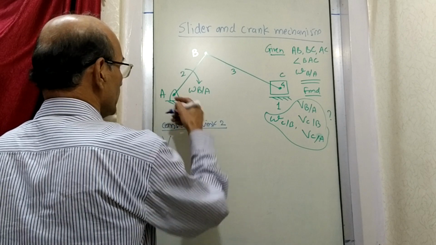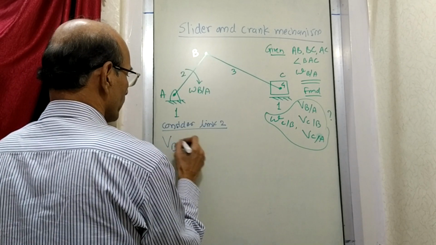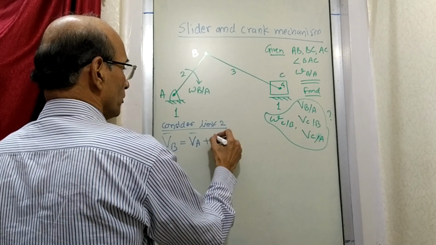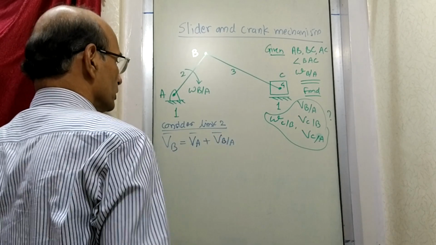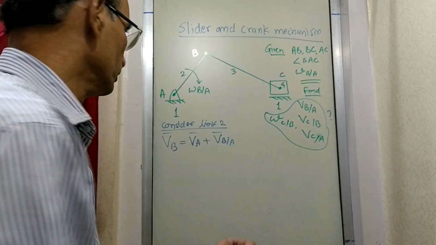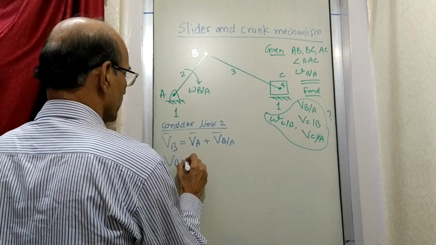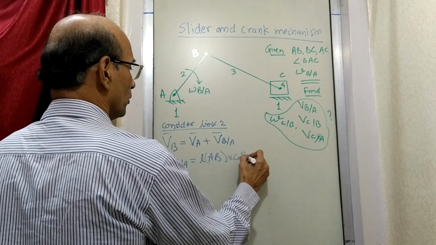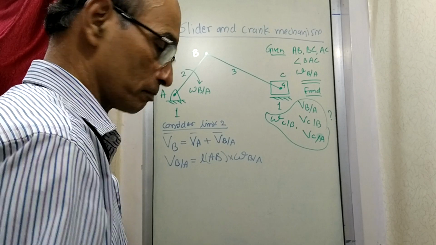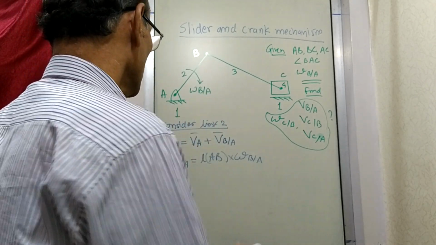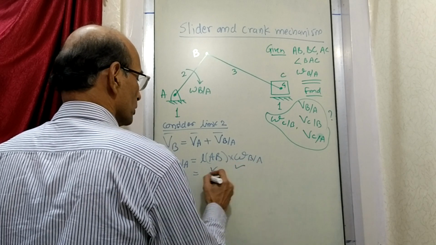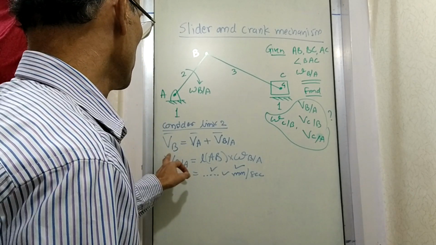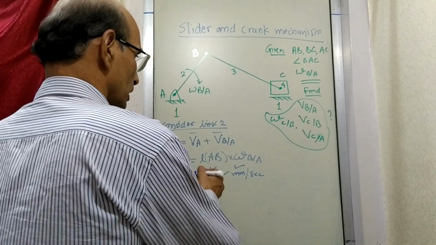So we write now velocity of any point on this link which you want to find out, B, equal to velocity of A, which you know at 0, plus velocity of B relative to A. So this vector plus this vector equal to this vector. Now what is velocity of B with respect to A? This is equal to length AB multiplied by the angular velocity of B with respect to A. Now here we know both of them, so you know the answer, millimeters per second. So you'll get the velocity of B with respect to A, magnitude how much it is, that we know.